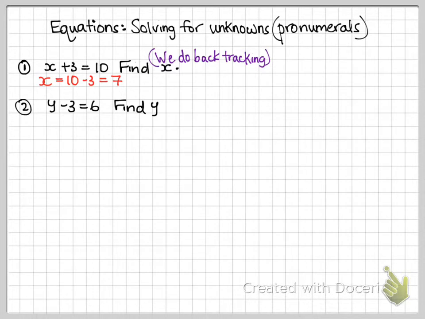Now we look at question 2. y minus 3 is 6. We need to find y. Now going back to backtracking, because I took away 3, so it's y minus 3 to get 6, now if I add 3 to the 6, I'm going to get 9. So there again, that's an example of backtracking.